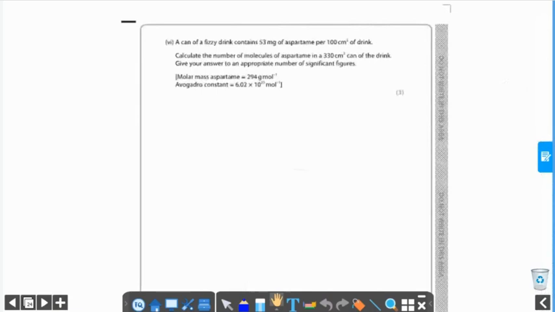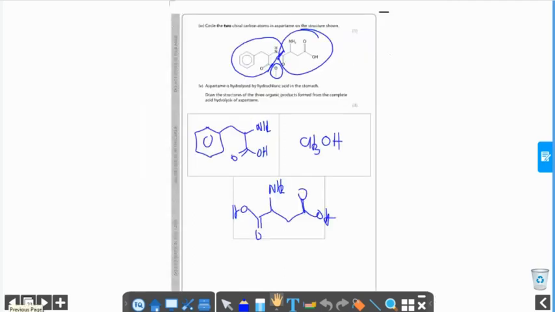A can of fizzy drink contains 53 milligrams of aspartame per 100 grams of drink. It's very dangerous. It's aspartame, you know. The zero sugar drinks are the worst. Better to have the normal drink if you're forced to drink, right? Aspartame is a carcinogen, right? You will not get fat, you will not put calories on, but you will die. So better to be fat and live, right?